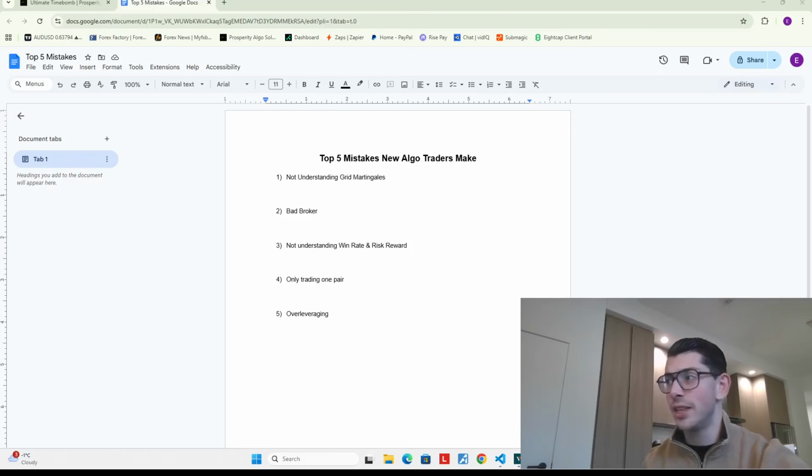So really, guys, these are the top 5 mistakes that new algo traders make. Not the end of the world if you made these, because hopefully at the beginning you're trading with fairly modest amounts of money or using a demo account. But if you avoid these, you're probably going to be in a better spot.